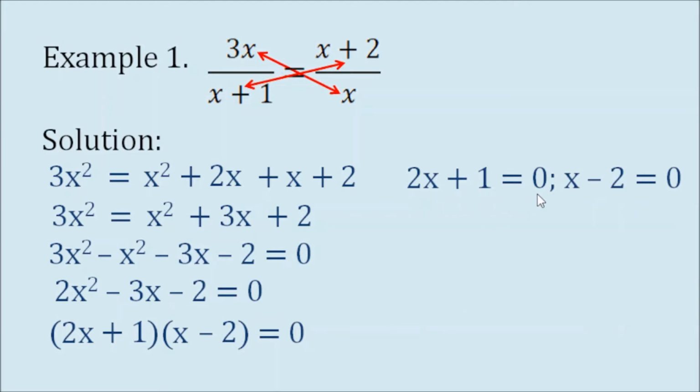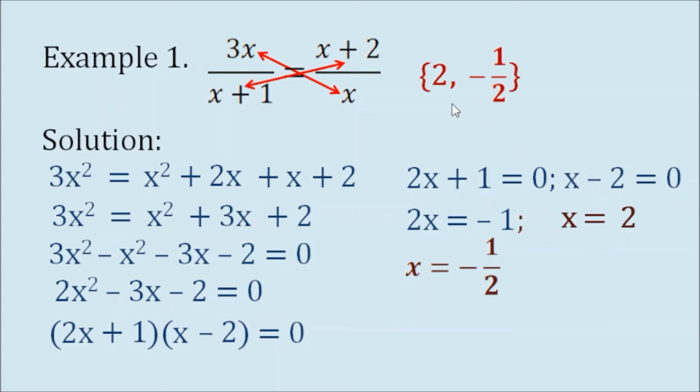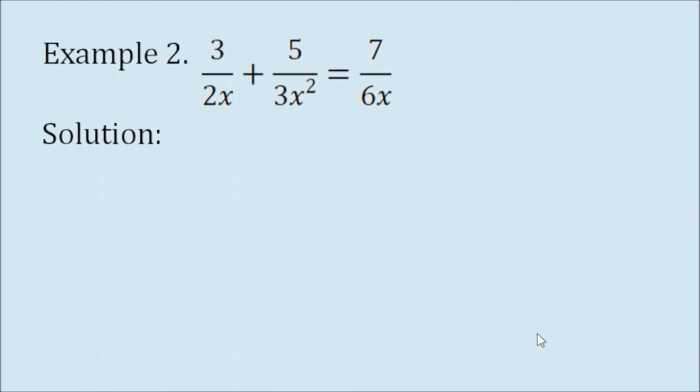Now let us solve the first equation. Subtracting 1 from both sides, we have 2x equals negative 1. Then divide by 2, we have x equals negative 1/2. And for our second equation, we add 2 on both sides, so we have x equals 2. Meaning to say the solutions are 2 and negative 1/2. Now let's do our second example.